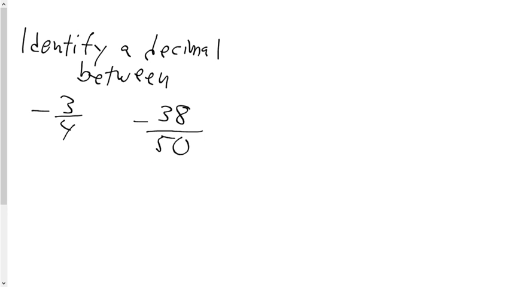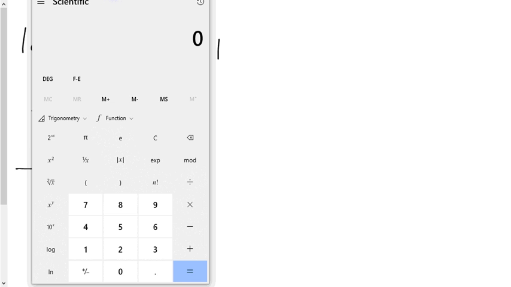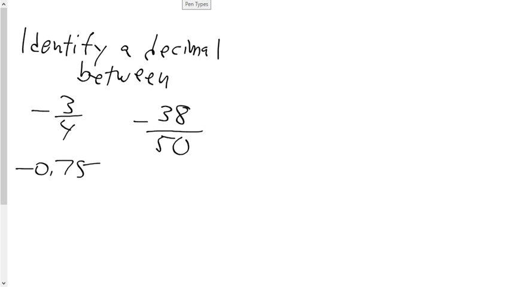Question 3 says identify a decimal between these two. So right off the bat, I could either use a calculator or not. I'm pretty confident in my math game. I know what negative 3/4 is as a decimal. If you didn't know that, well, you just got to work a little bit harder. But that's the easiest one here. Now, negative 38/50ths, you might not know your equivalent decimal. So 38 divided by 50 will change that to a decimal. You get 0.76. So negative 0.76 is the decimal.